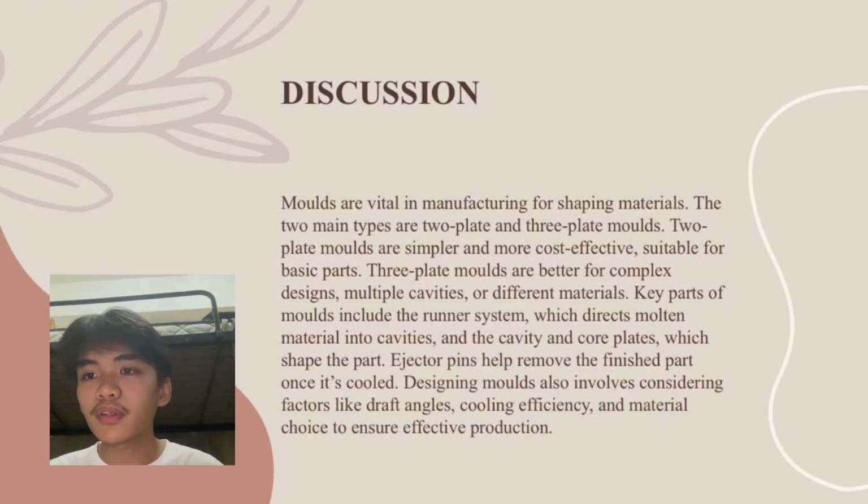Key parts of molds include the runner system, which directs molten material into cavities, and the cavity and core plates, which shape the part. Ejector pins help remove the finished part once it's cool. And designing molds also involves considering factors like draft angles, cooling efficiency and material choice to ensure effective production.